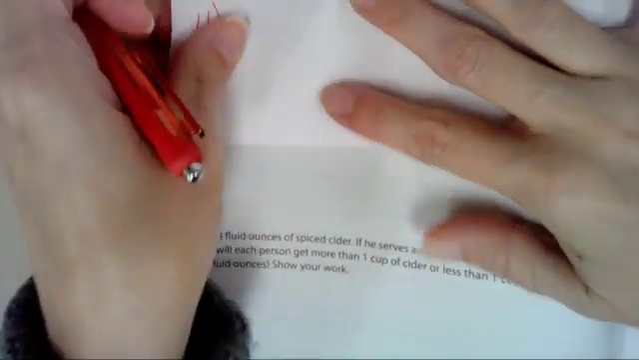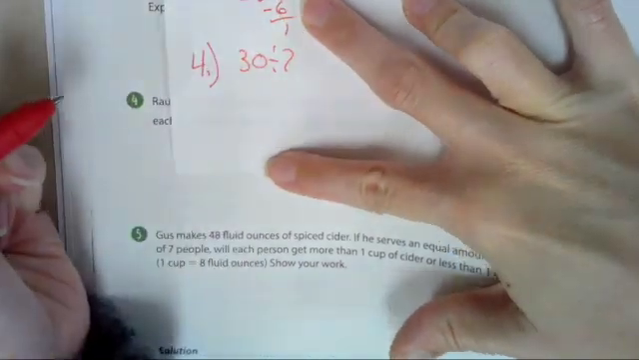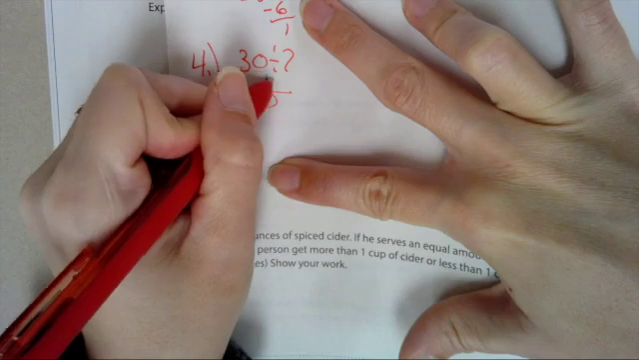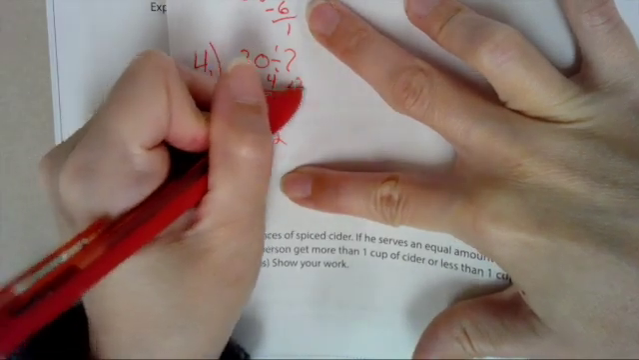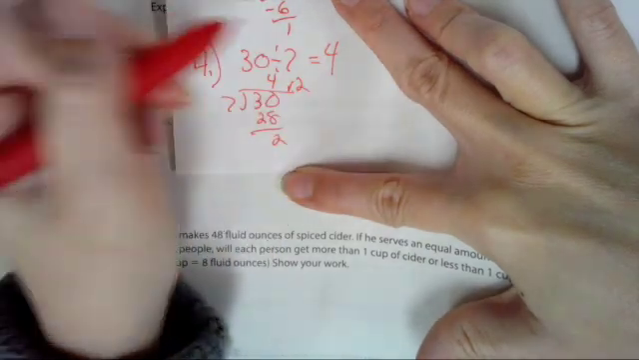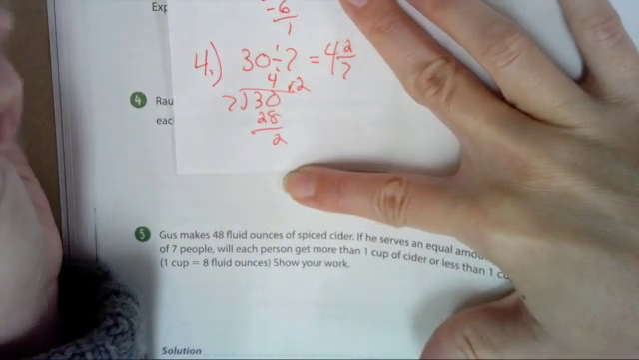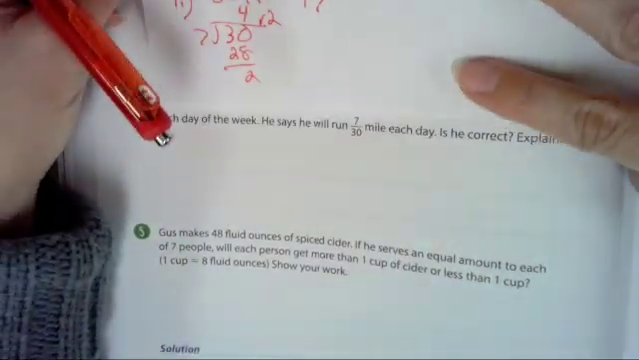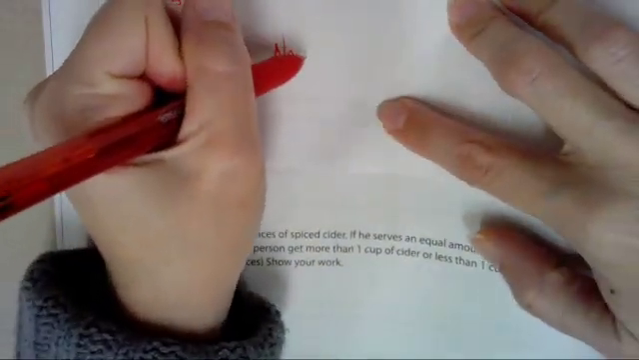So on your paper, or on your book actually, 30 divided by 7, you're going to work that out. 30 divided by 7 is 4 with a remainder of 2. So that is 4 and 2/7. You need to write an explanation. We worked it out to see the correct answer, but it says, is he correct? Explain. So, no, he is not correct.